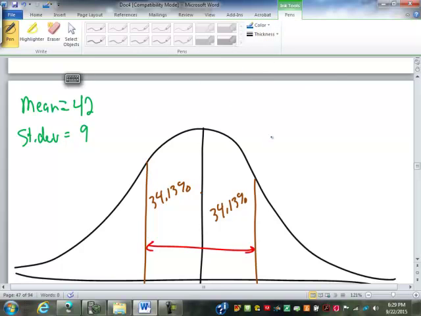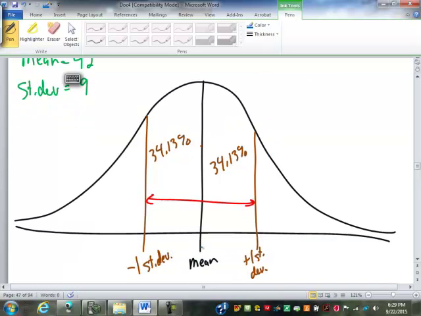If you look at the curve, the mean here would be 42. This would be 1 standard deviation below, so 42 minus 9 would be 33. 1 standard deviation above would be 42 plus 9, or 51. It is telling us that over 68% of the data should be between 33 and 51. If it's more than that, that means it's tighter than a normally distributed set of data. If it's close to 68%, it's approximately normally distributed.